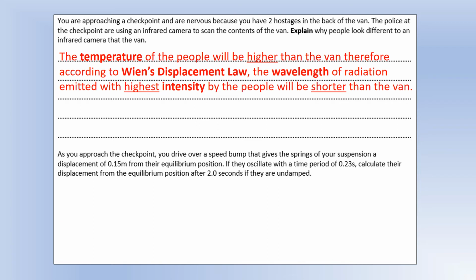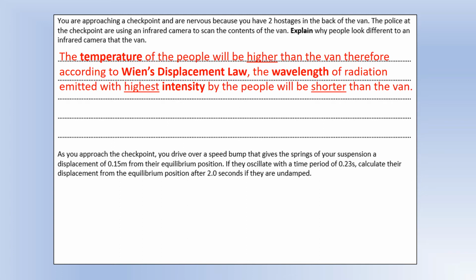So as you approach the checkpoint, you drive over a speed bump that gives the springs of your suspension a displacement of 0.15 meters from their equilibrium position. If they oscillate with a time period of 0.23 seconds, calculate their displacement from the equilibrium position after 2 seconds if they are undamped.